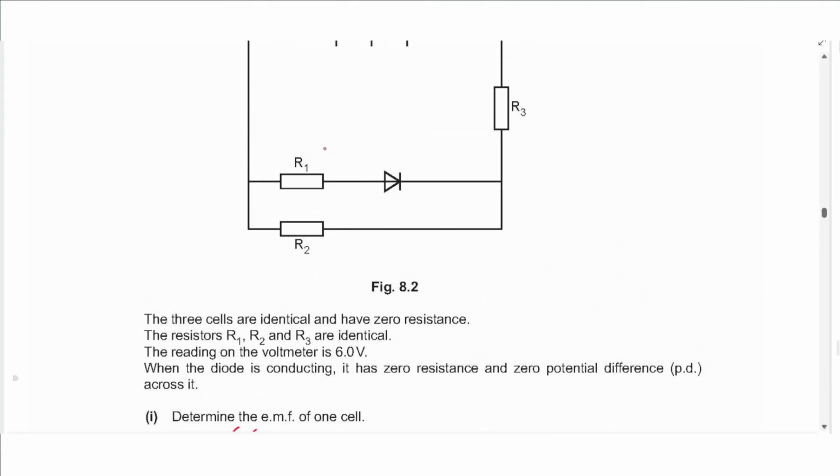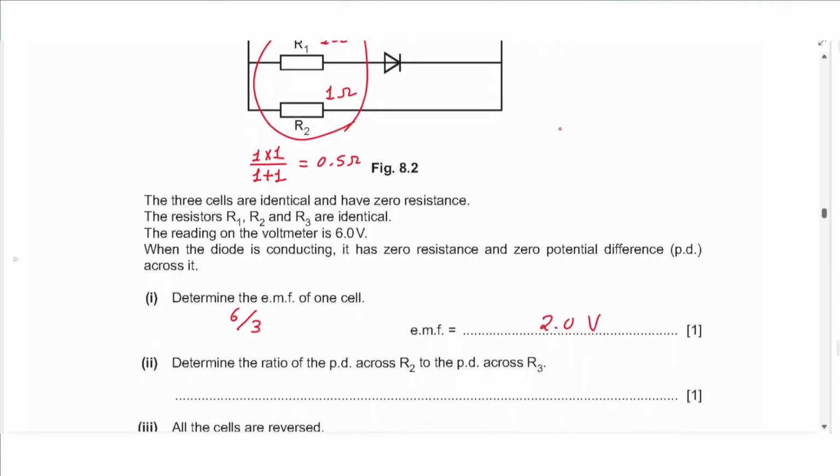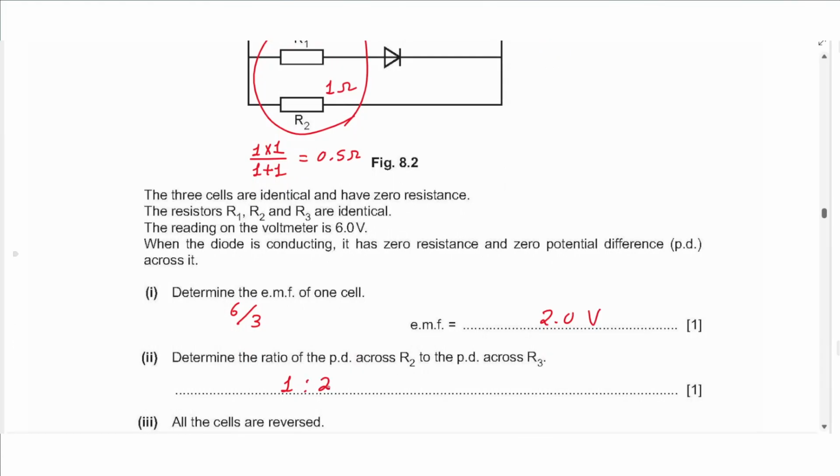So if we take a value for the resistance and they are all identical, so this is 1 ohm, 1 ohm, and 1 ohm. This part here would have a total resistance of 1 times 1 divided by 1 plus 1, which gives a resistance of 0.5 ohms. So the parallel section has half the resistance of R3, and these are connected in series, so half the resistance takes half the voltage, or double the resistance takes double the voltage. So R2 to R3 is a ratio of half to 1 or 1 to 2. So this is the answer. We write 1 to 2.